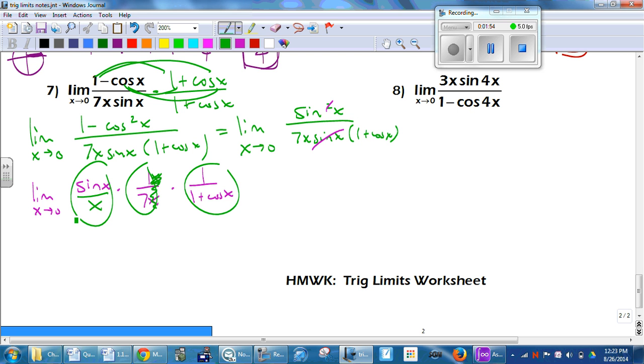Limit as x approaches 0 of our first part is just going to be 1. Right? That's that limit that we've been working with. Limit of a constant is just the constant. And then here, if we put 0 in, like I said earlier, cosine of 0 is 1, so this gives us the limit of 1/2. So our final answer here is 1/14.